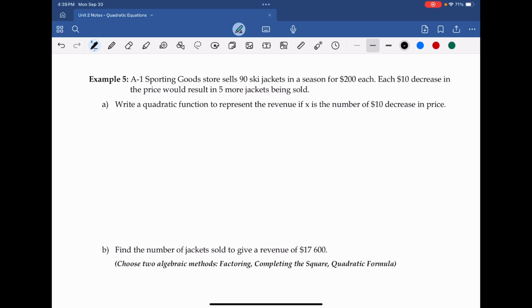The A1 Sporting Goods store sells 90 ski jackets in a season for $200 each. Each $10 decrease in the price will lead to 5 more jackets being sold. Write a quadratic function to represent the revenue if x is the number of $10 decreases in price. So they've actually defined x for us in the problem. That might be something important to highlight so that we can go back to this eventually.